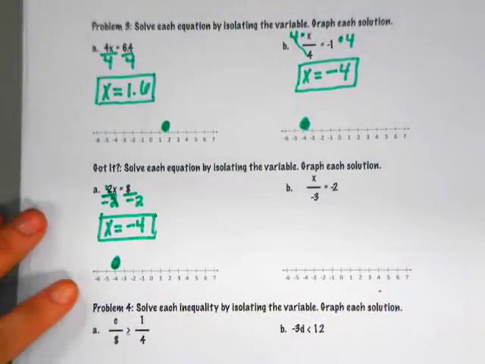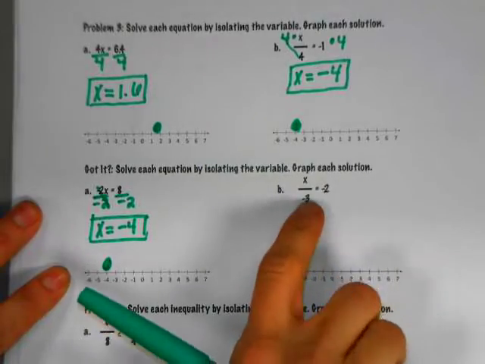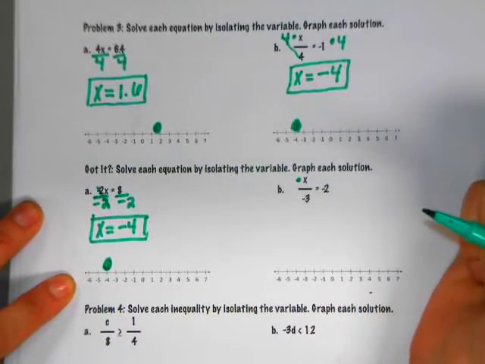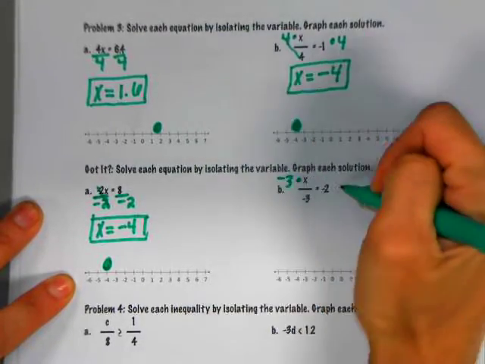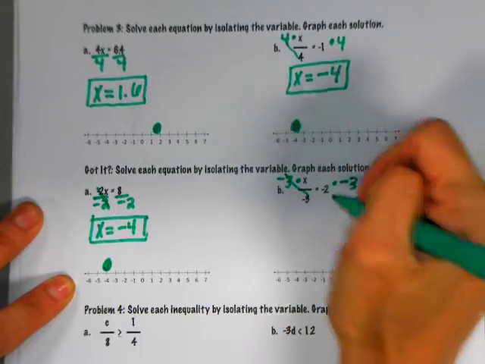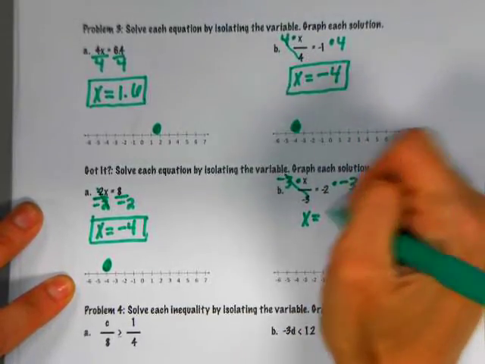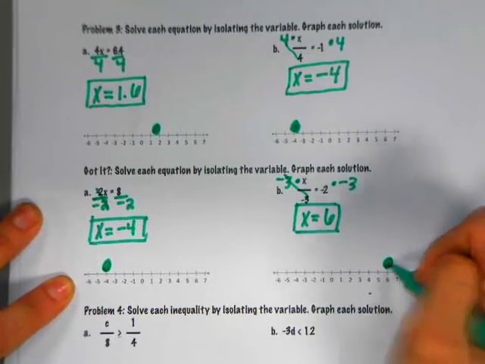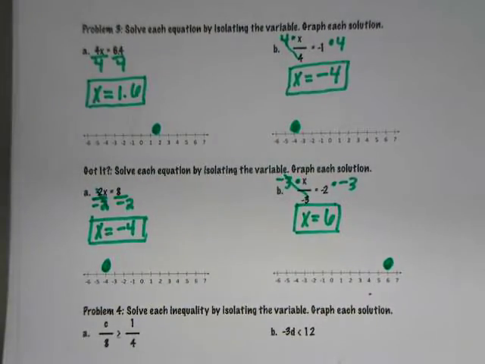Done. And this one already has divide by negative 3, so what could I multiply this by? What divided by negative 3 is 1? Negative 3. So now that's going to be 1x, so x equals positive 6. Make sense?